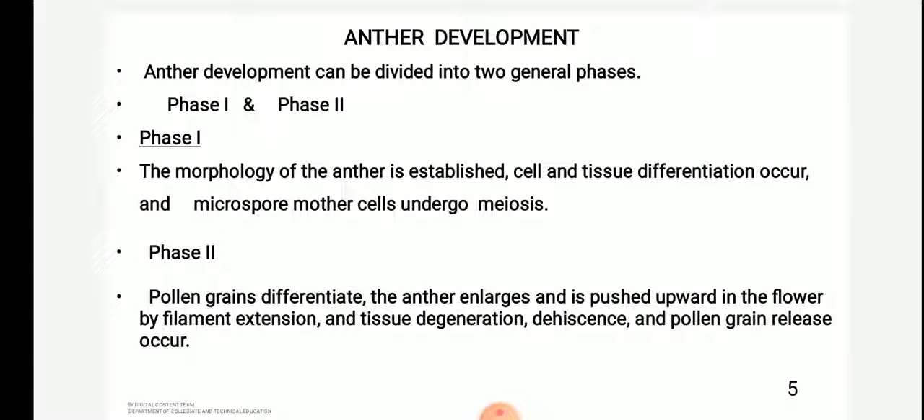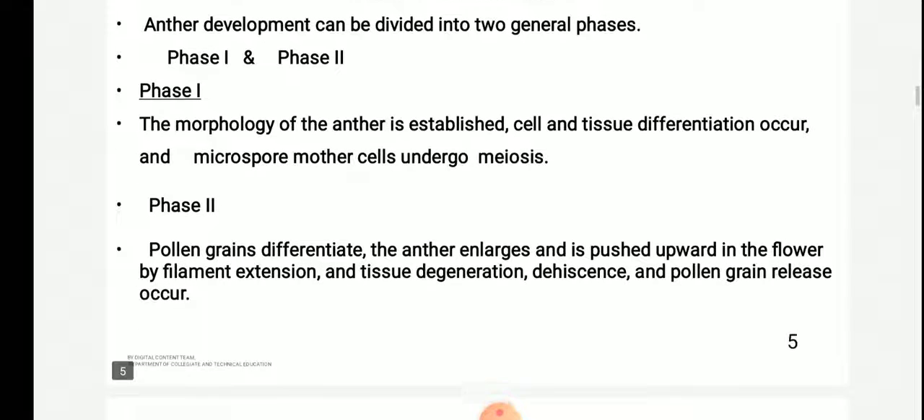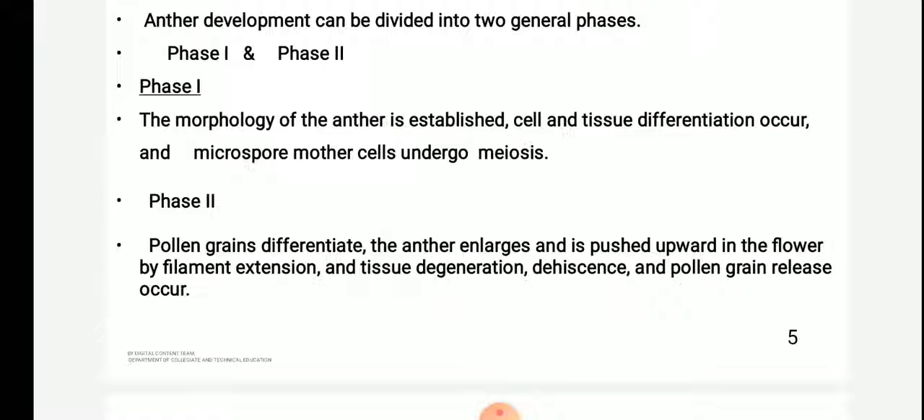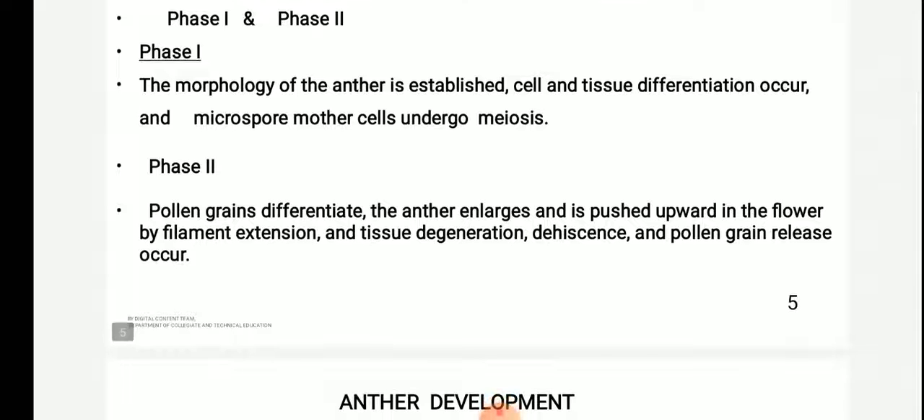Anther development can be divided into two general phases, phase 1 and phase 2. In phase 1, the morphology of the anther is established. Cell tissue differentiation occurs and microspore mother cells undergo meiosis. So in phase 1, the formation of the anther takes place, the wall layers are formed, and the microsporangia inside the anther and the microspore mother cells are formed.